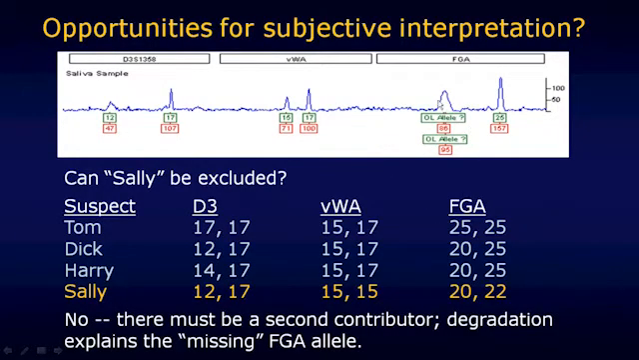Her 20 allele at the FGA locus may be masked by a blob. Allelic dropout might account for the absence of her 22. At the end of the day, can you exclude Sally? The short answer is no. So let's think and take stock of where we're at.